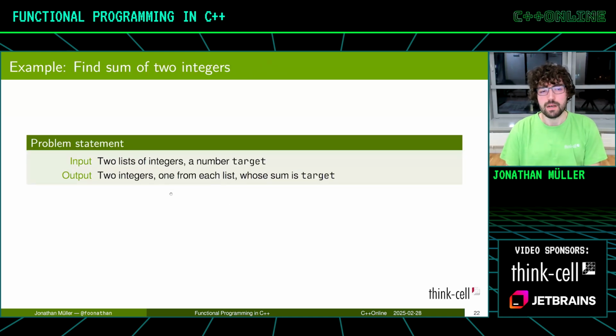For another example, let's consider this problem. We've got two lists of integers as the input and a number target. And as output, we want two integers, one from each list, whose sum is target. So if these are our lists and the target is 12, then the output would be 4 and 8, because 4 is from this list, 8 is from that list, and together they sum to 12.